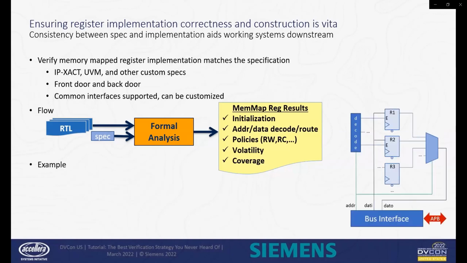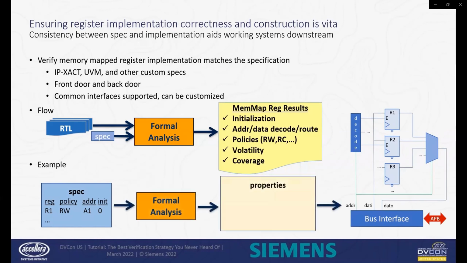Here is an example showing some registers that are mapped from an APB bus interface. The specification will list information for each register, some of which includes address offset, init values, policy, bit size, and location. The specification is converted to properties which check this information for each register. The result of the property is proven or failed. Each register specification will have a suite of properties checking the various functions.